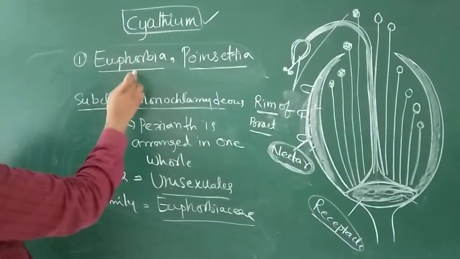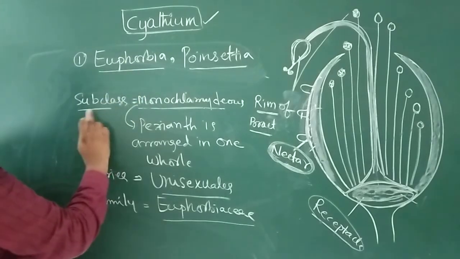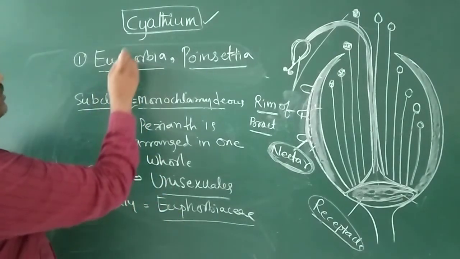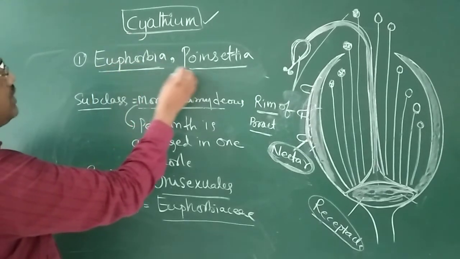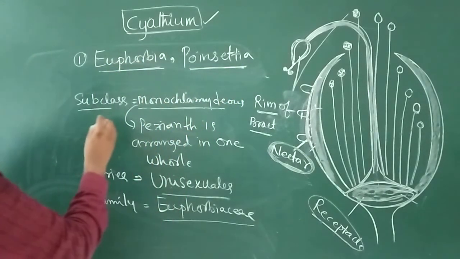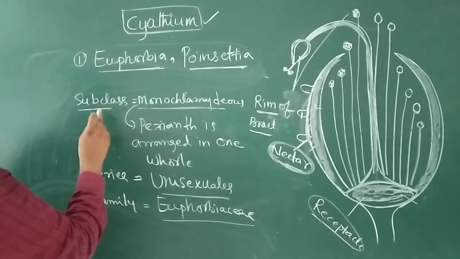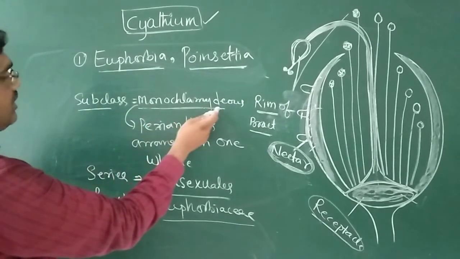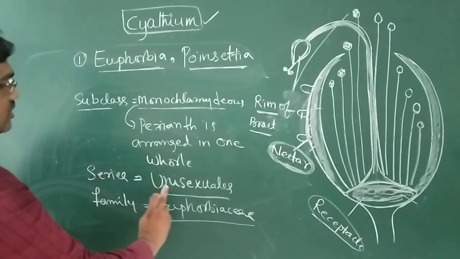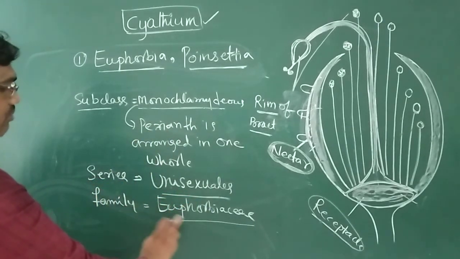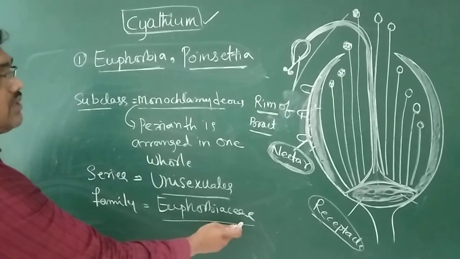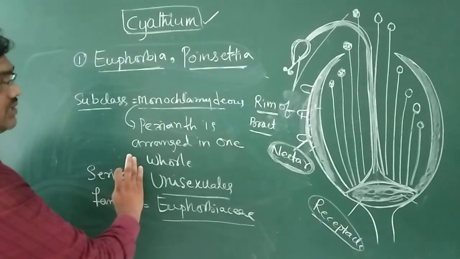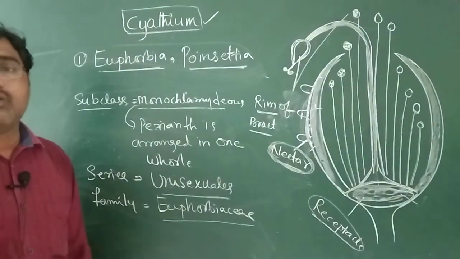Cyathium inflorescence is observed in the Euphorbiaceae family; examples for Cyathium are Euphorbia and poinsettia. What is the taxonomic position of the Euphorbiaceae family? Subclass is monochlamydeae and series is unisexuales. Family is Euphorbiaceae. Okay, so this is the Cyathium inflorescence.